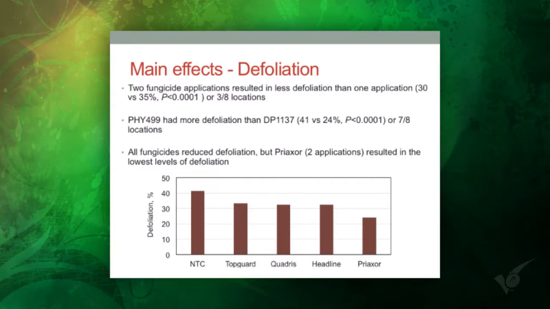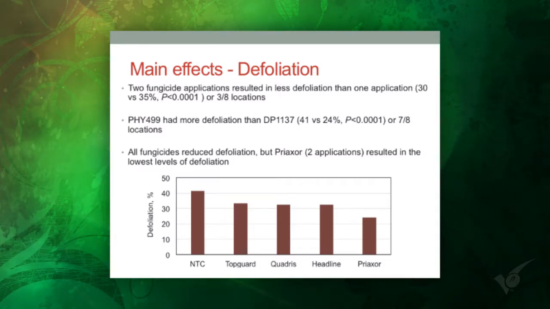2 fungicide applications resulted in less defoliation than 1. What did it look like? 5% difference there. To me, sometimes that's not quite enough to justify that second application. So I've stopped the defoliation, but really what did I do as far as the yield response goes?